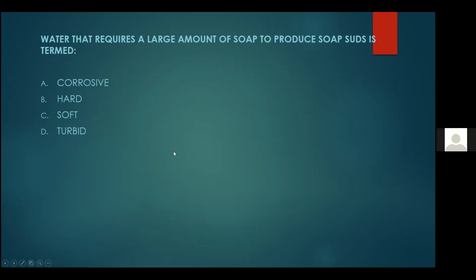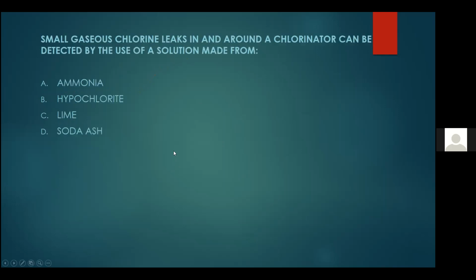All right, we're getting to the bitter end here, you guys. Doing well. Okay, I also see this a lot on the test. Small gaseous chlorine leaks around a chlorinator or anything can be detected by the use of a solution made from which one of these chemicals? Awesome. A, definitely A, ammonia.